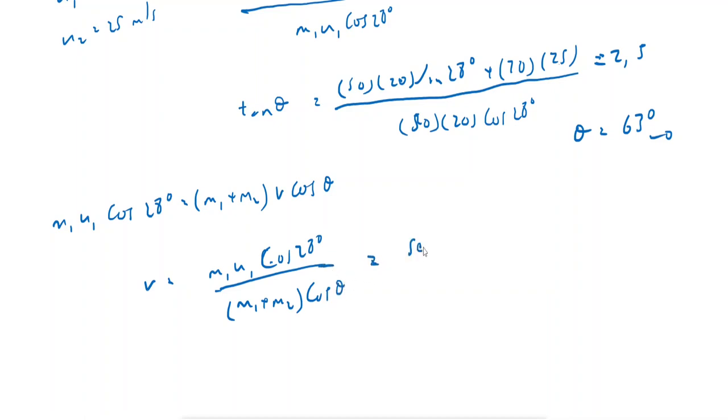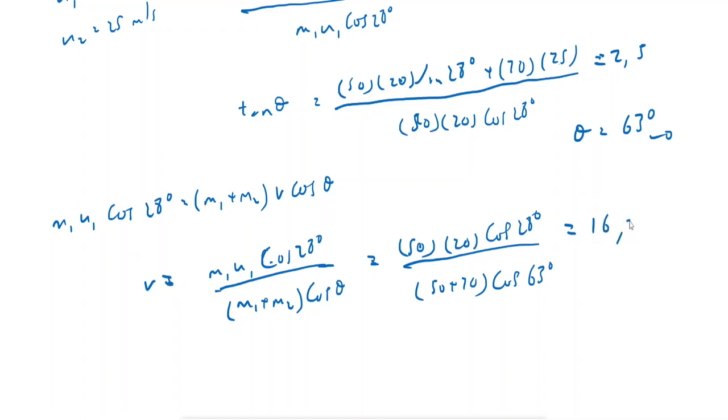What is m1? It is 50. What is m2? We said it is 70. This is cos of 28 degrees, and then you divide this by 50 plus 70, put this in brackets, and then just say cos of 63. All right, and then basically we'll get what v is going to be. So v is just going to be 16.2 meters per second. So you could get the x component and the y component of the final velocity. I mean, you could do that. So this is one interesting question that you can have.